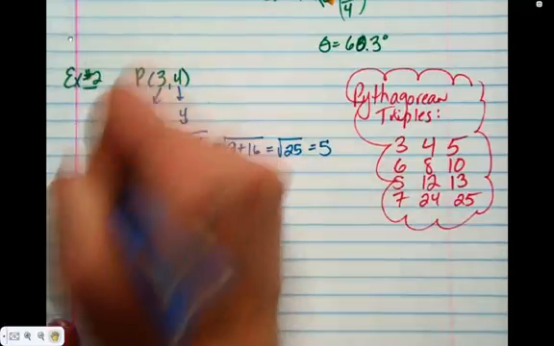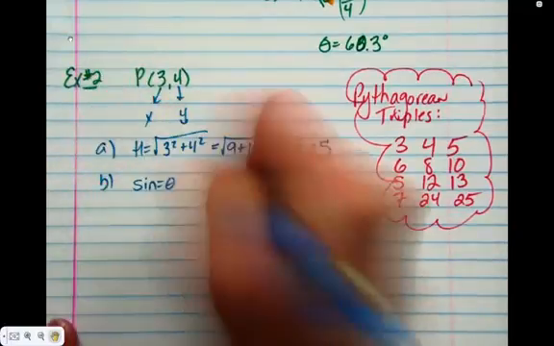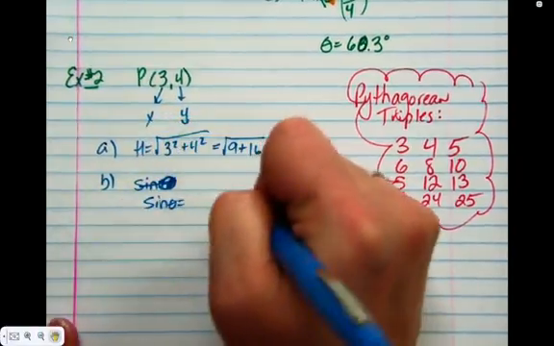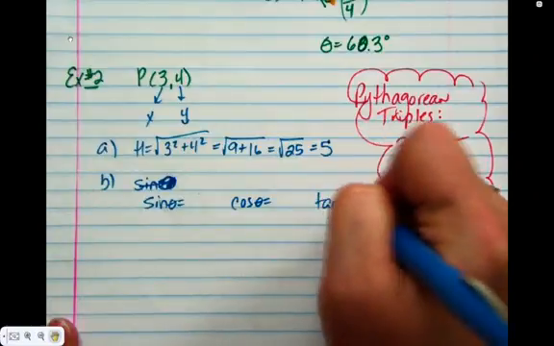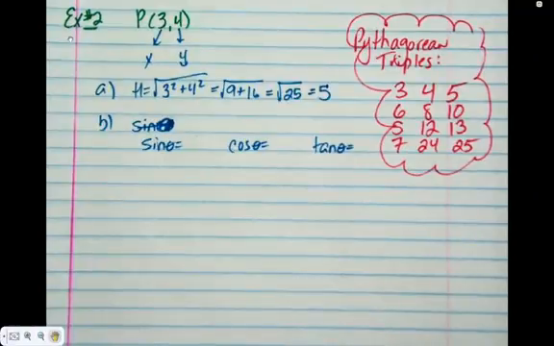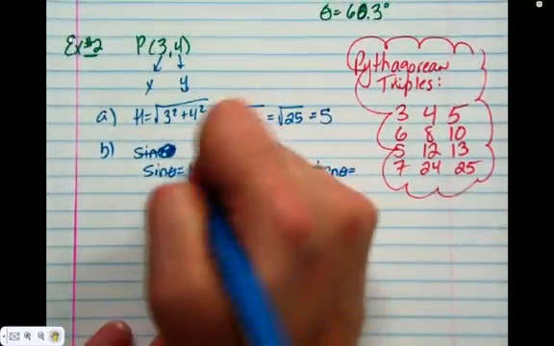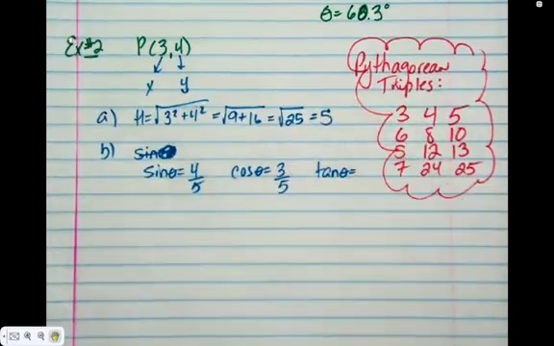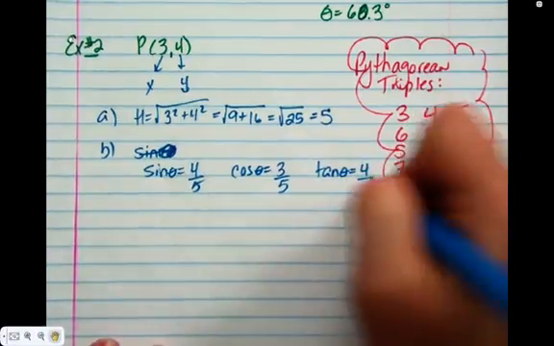Okay, so that was part A. Part B is the three fractions. No, not theta, sine theta. That just looks wrong. Sine theta equals y over h. Y is. H is. Cos is x over h. X is. H is. Tan is y over x. Y is. X is.